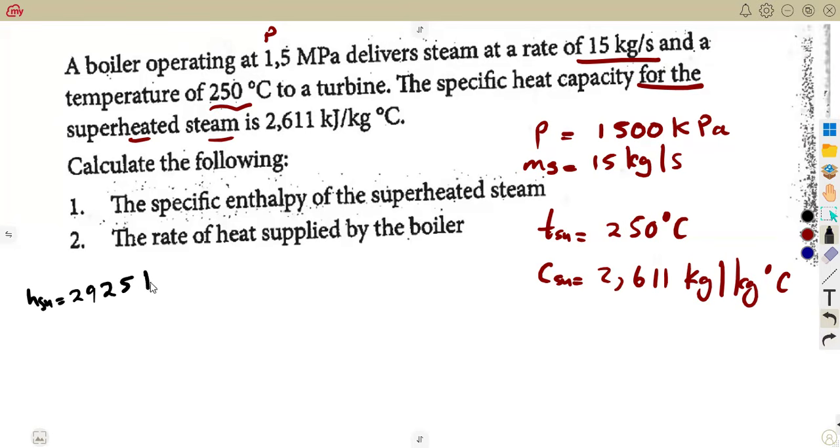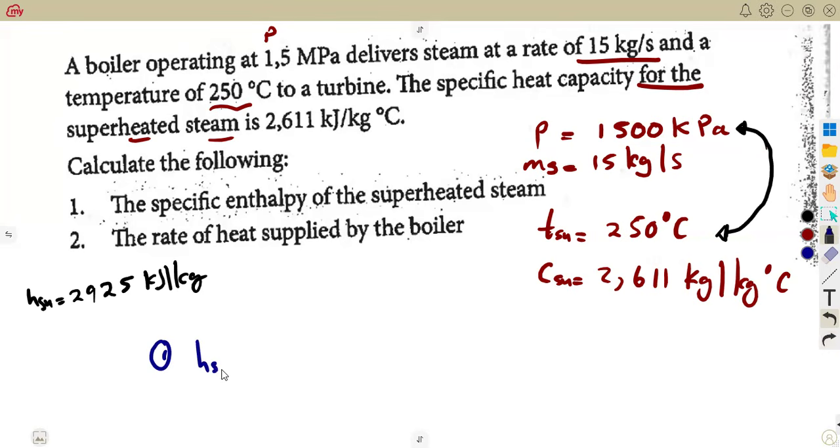2925 as it is, which is kilojoules per what? Per kilogram. All right, but let's say we did not see that. Because you saw that the pressure is there and the temperature, these two give us the specific enthalpy of the superheated steam. But if we are given the specific heat capacity of the superheated steam, can we also consider it and see? All right, so let's consider that in our calculation.